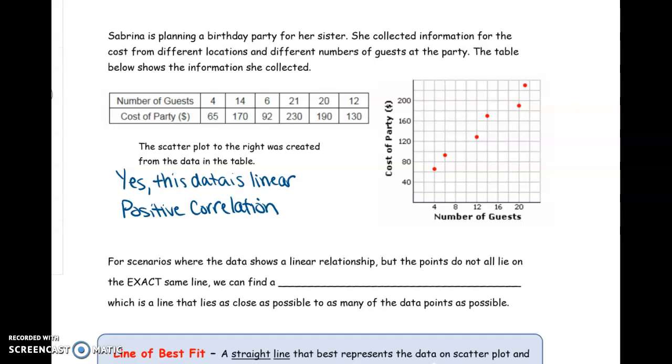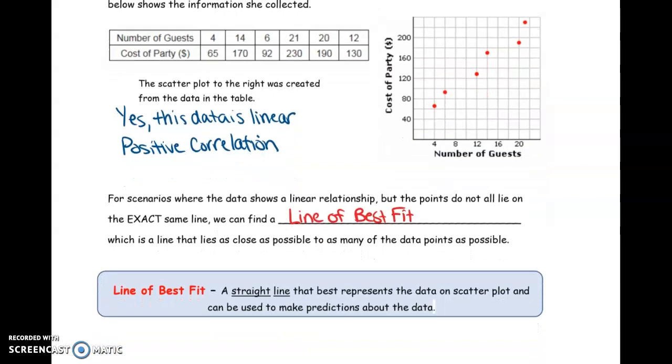So for these scenarios, where they show a linear relationship but they're not all on the same line, we can draw what's called a line of best fit that really represents the data. The line of best fit, and I'm going to scroll down here so you can see this. It's a straight line that best represents the data and can be used to make predictions. So a line of best fit is a line that you can use to represent a set of data that's not all falling exactly in line. And you can use that line to then make predictions about future occurrences.